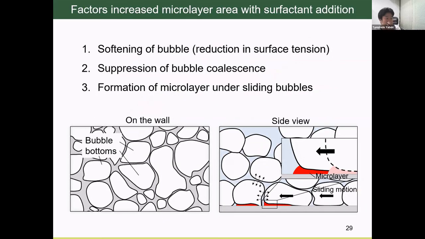And then I'd like to discuss three factors that increased microlayer area with surfactant addition. The first thing is the softening of bubbles due to the reduction in surface tension by the surfactant. The second one is suppression of bubble coalescence. The third one is sliding motion of primary bubbles and formation of microlayer under sliding bubbles. And the first two result in very tight packing of bubbles on the wall.